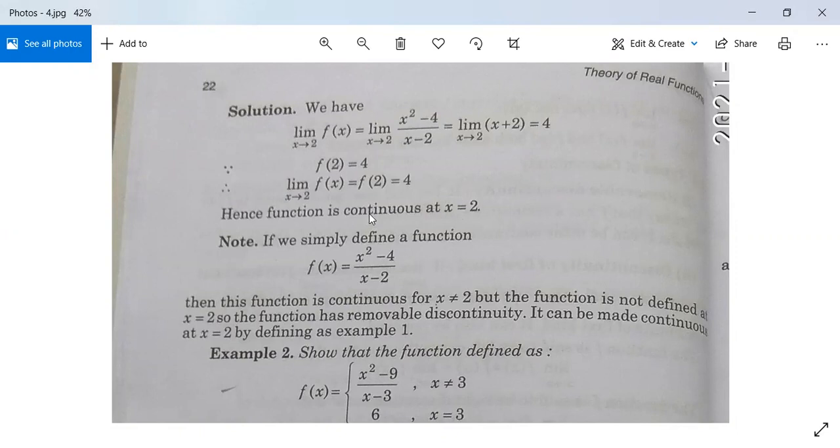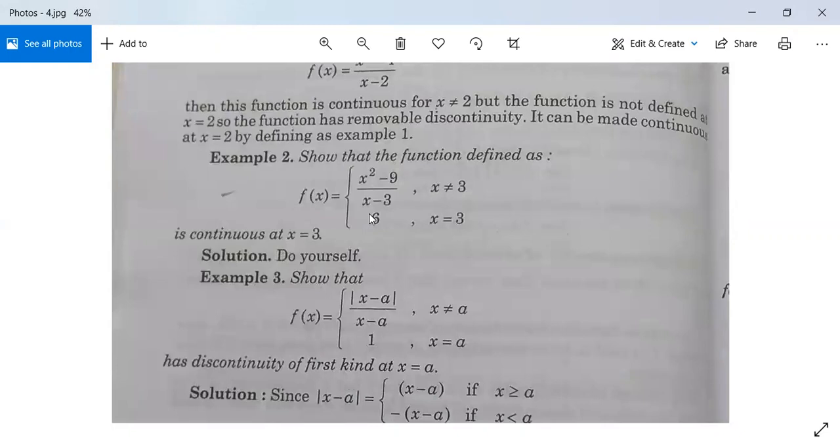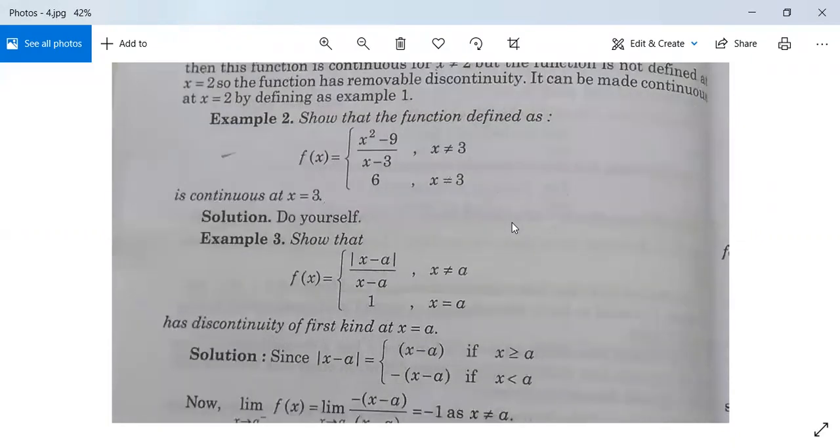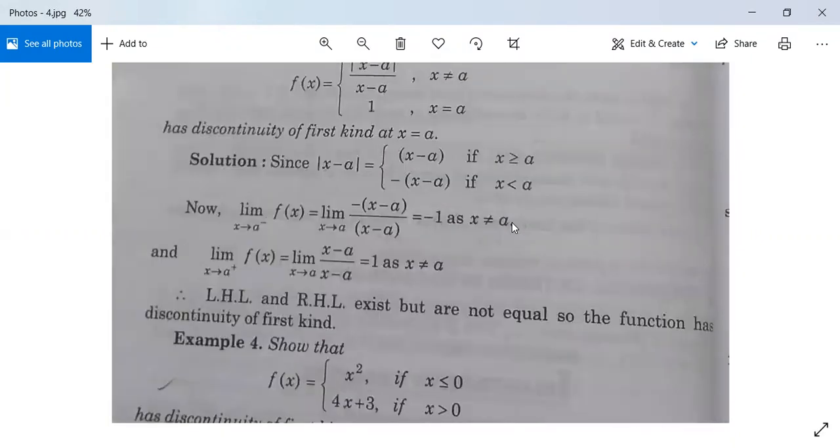तो इसके बाद एक और एग्जांपल हम लोग देख सकते हैं जल्दी से. Show that the function defined as f(x) = (x² − 9)/(x − 3), x not equal to 3 and f(x) = 6 for x = 3 is continuous at 3. ये एग्जांपल पिछले जैसा ही है, तुम वो अपने से कर सकते हो, कोई प्रॉब्लम नहीं है.